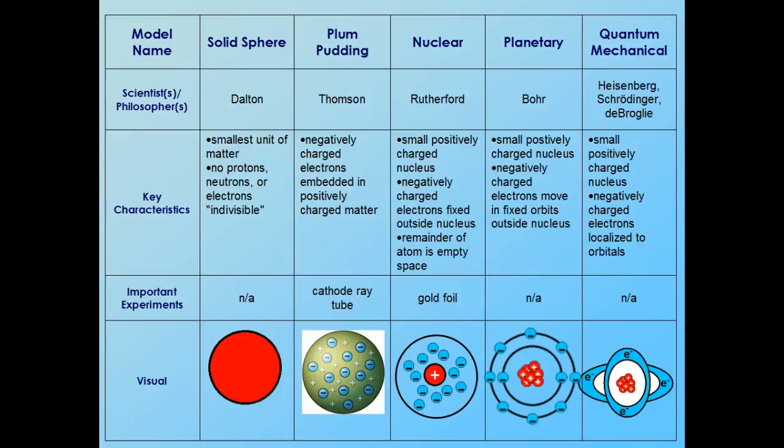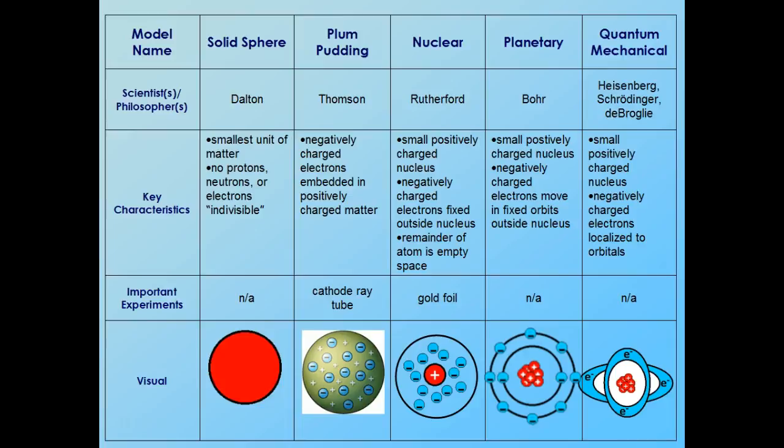So with plum pudding, that was developed by Thomson. He used that cathode ray tube experiment to determine that there were negative particles throughout the atom, and therefore to make it electrically neutral, there had to be positively charged matter that was balancing out those negative electrons. Rutherford came along a little bit later with the gold foil experiment and determined that there had to be a center of positive charge, that it wasn't spread throughout, that the negative electrons were outside of the nucleus, and that the rest of the atom was just empty space.